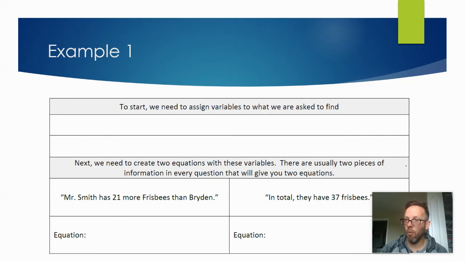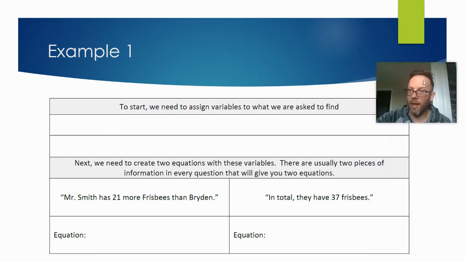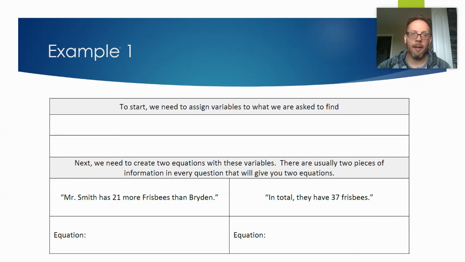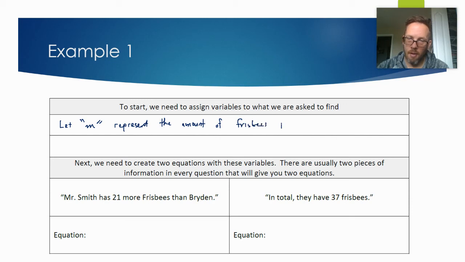Now you can use x and y. If you just like using x and y all the time, that's fine. In this case, I'm going to use variables that are specific to the context of the problem. So what's a good choice for me? I'll just say, let m represent the amount of Frisbees Mr. Smith has. So write out a sentence.